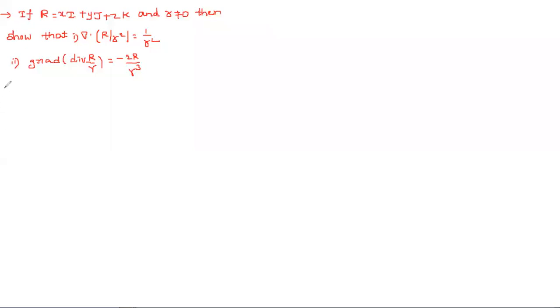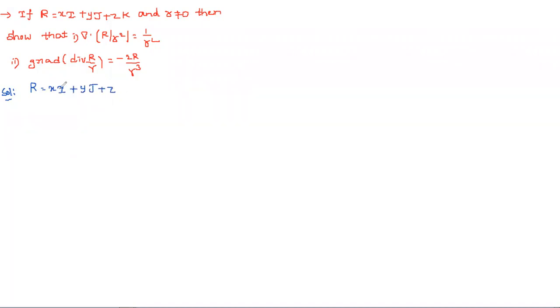So here, what is the information they gave in the problem? If you see, capital R they gave. So obviously you need to know the magnitude as well as dou R by dou x, dou R by dou y, all those things you need to remember, right? So given that R is equal to xi plus yj plus zk, this is nothing but capital R.